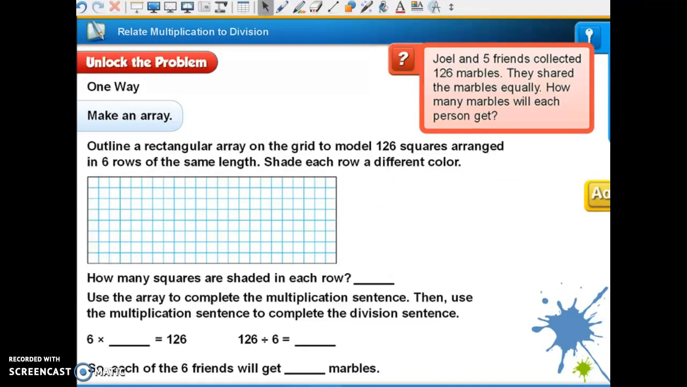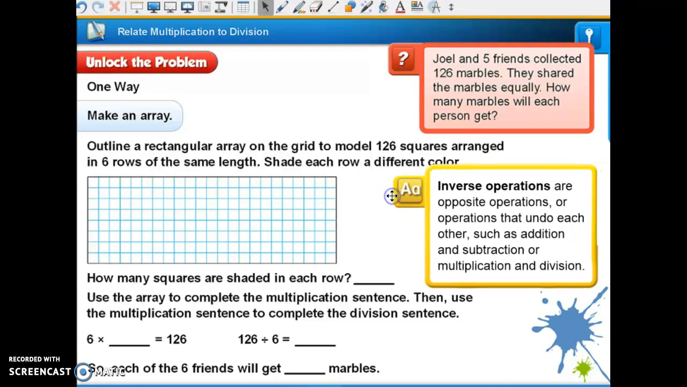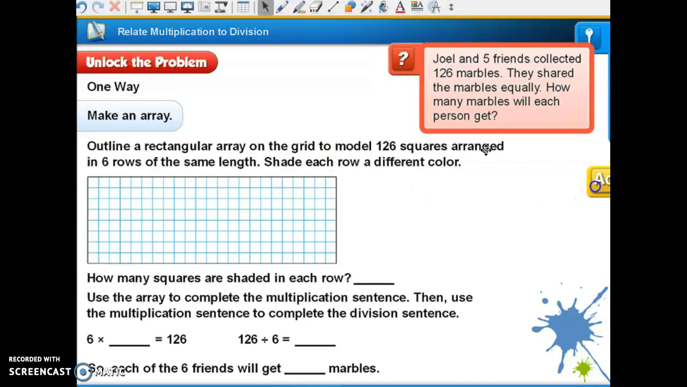Okay, let's touch again on inverse operations. They are opposite operations, or operations that undo each other, such as addition and subtraction, and multiplication and division. So let's look at Joel. Joel and his 5 friends collected the 126 marbles. They shared the marbles equally. How many marbles will each person get?